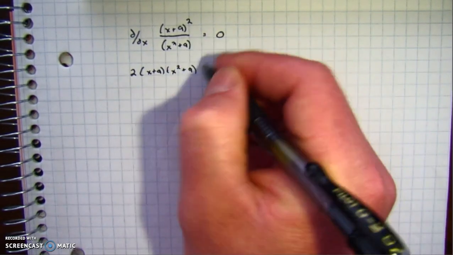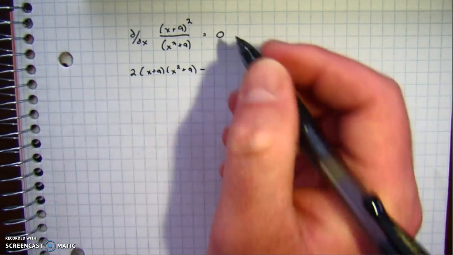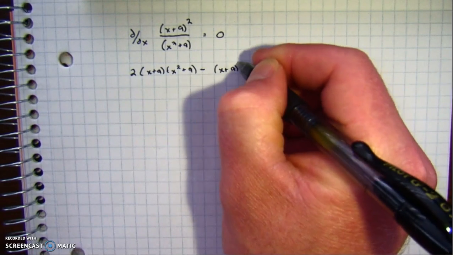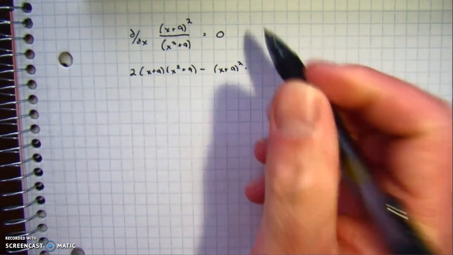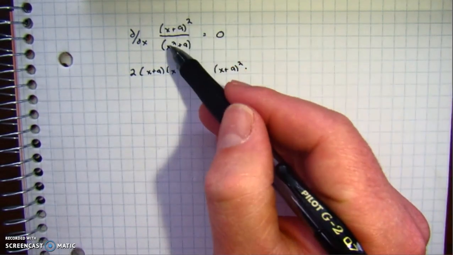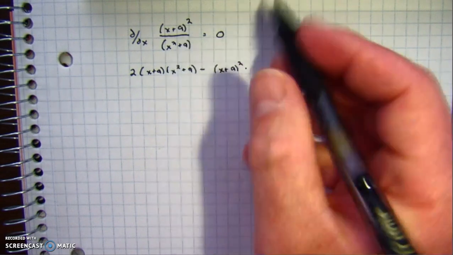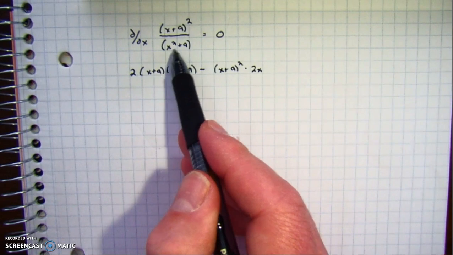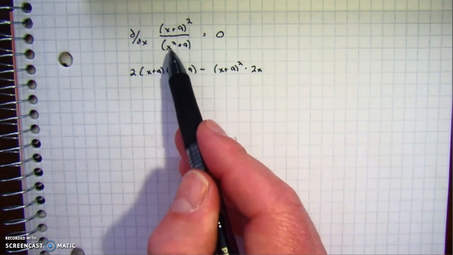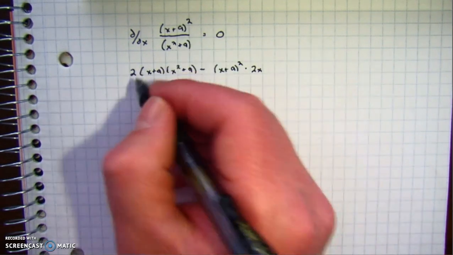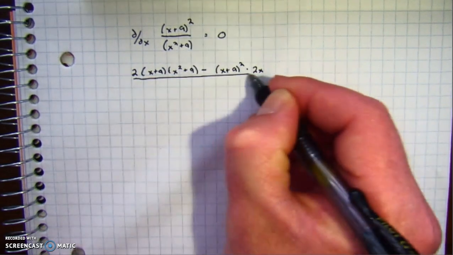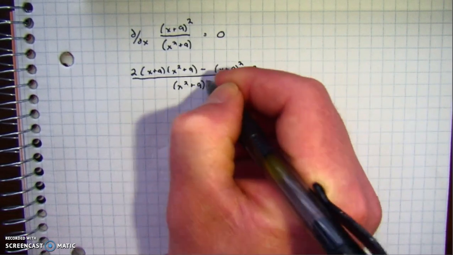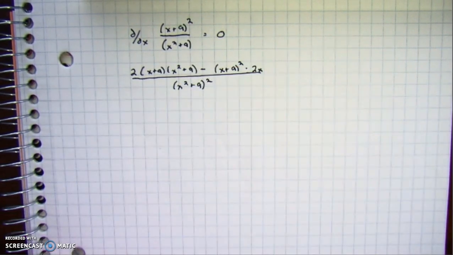g, the bottom one, minus, don't forget the minus. Then we're going to have x plus 9 squared times, so that's f times g prime. Looks like this one we can just do straight up. It's not a composite function at all. So the derivative of x squared is 2x, the derivative of 9 is 0. This is all going to be over g squared, or x squared plus 9 squared.